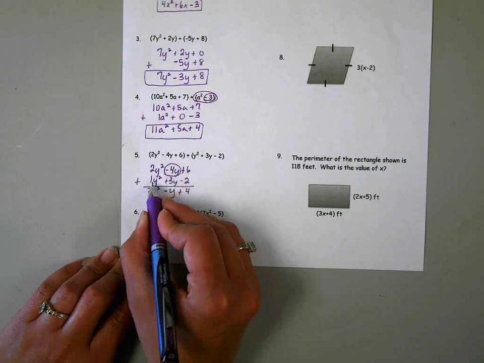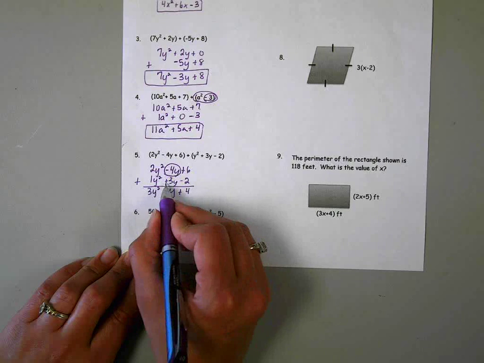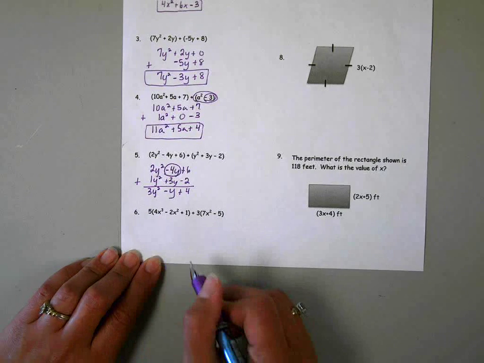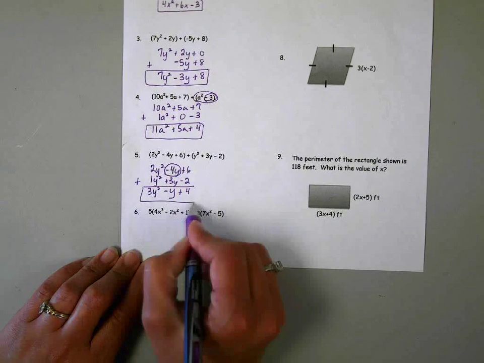So 2y squared plus 1y squared is 3y squared. Negative 4 plus a positive 3 is a negative 1. 6 plus a negative 2 is a positive 4.